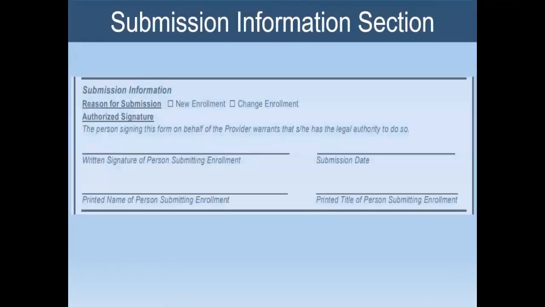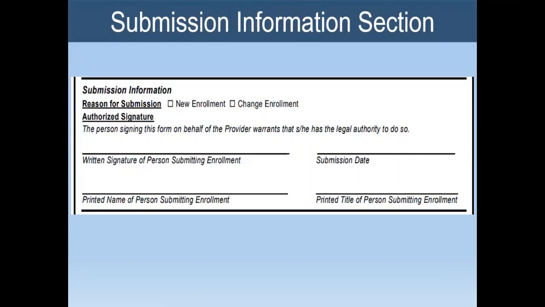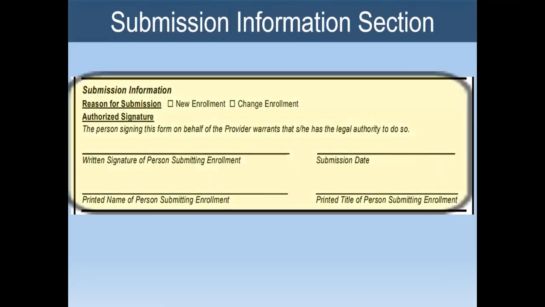Lastly, on the ERA PDF request form is the Submission Information section. Under Submission Information, choose the reason for submission. Choose either new enrollment or change enrollment. Change enrollment can apply for user ID changes, remittance type changes, and changes in delivery methods.